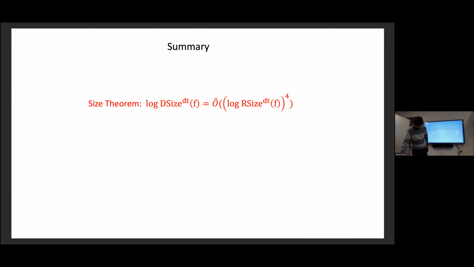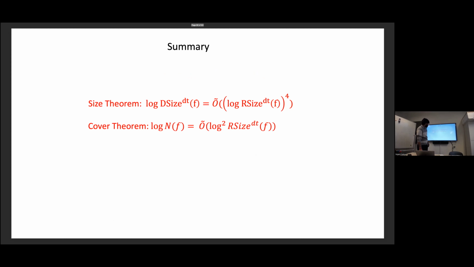Okay, so let me summarize this now. We showed a size theorem where we proved that the log of deterministic size is polynomially related to log of randomized size. And en route to proving this, we showed that if you can show that the cover number of your function is large, then that can translate to proving the randomized size lower bound.